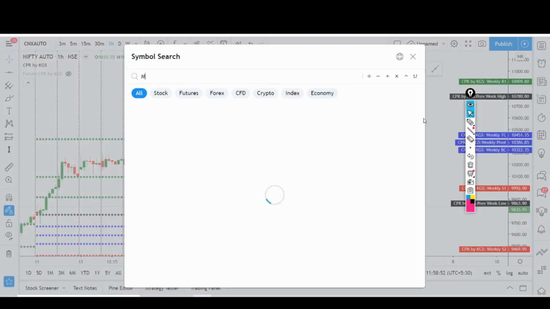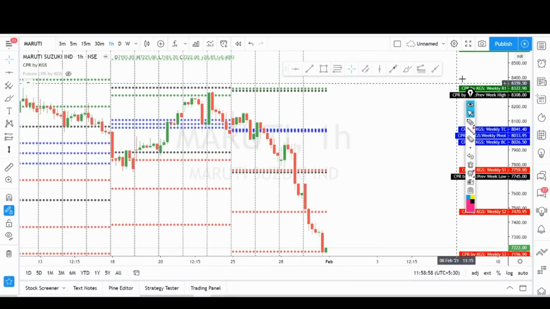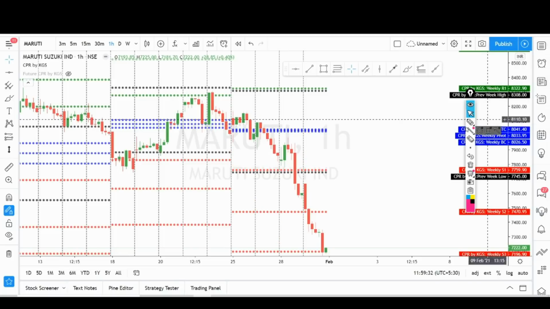The same thing happened in Maruti and Mahindra as well. See here, the candles were unable to sustain above the CPR. When the candles are not able to sustain above the CPR, what happens? Slowly they will make lows. Slowly they will come down. So these are the identifications that the sector is getting weak. These are the identifications that this particular company is getting weak. So that's why the automobile sector had a good fall.